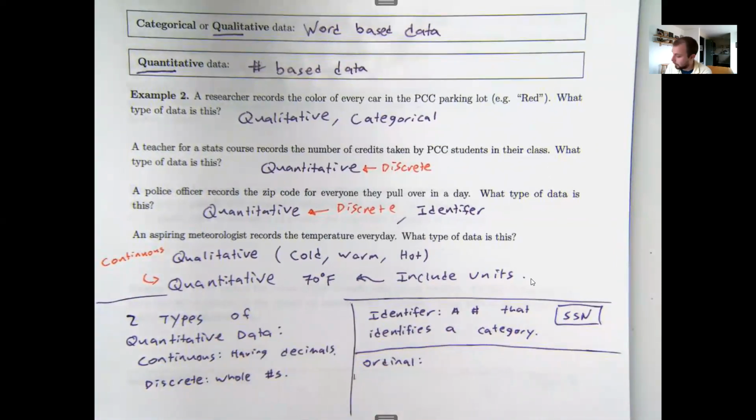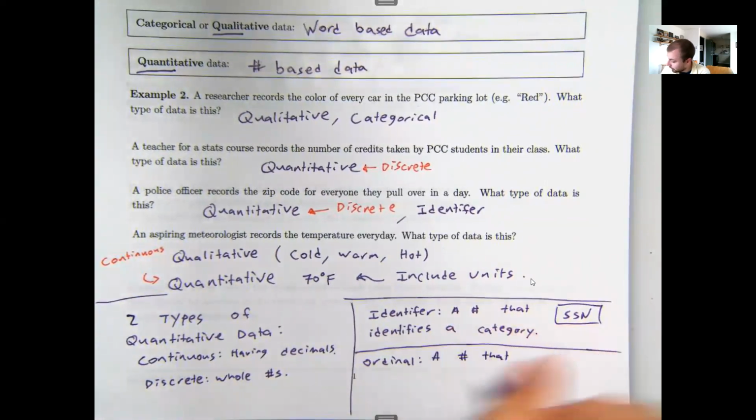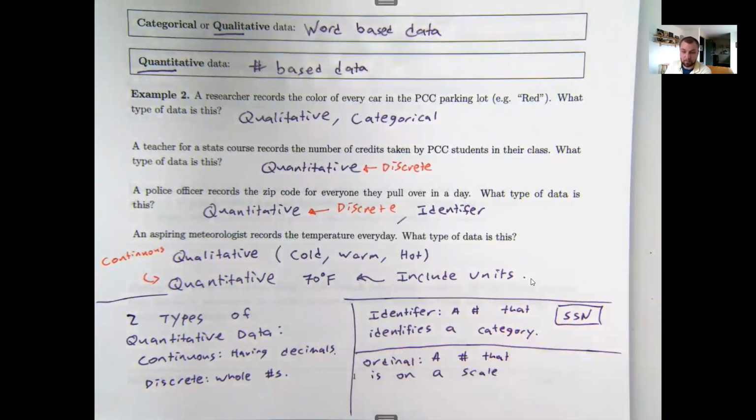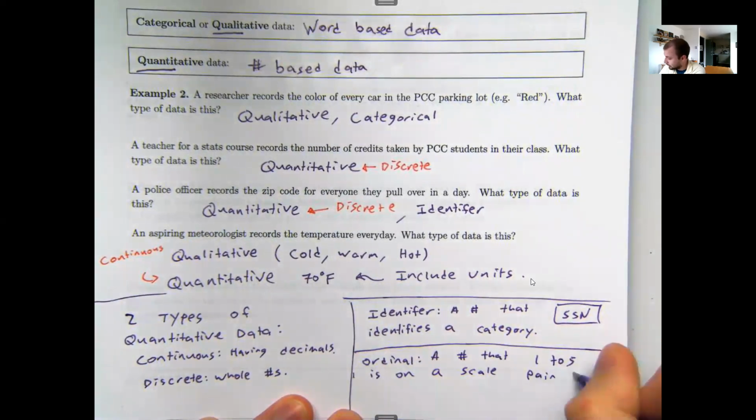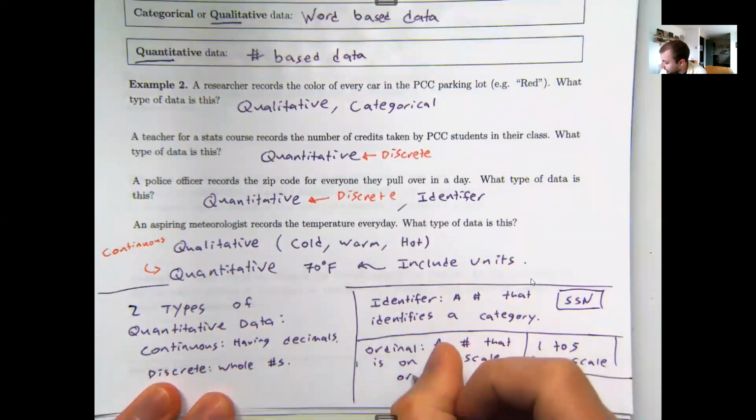Ordinal, this is a number that is on a scale, something like a pain scale of 1 to 5, a Likert scale. So if I say I have a pain of 1, that's recognized as meaning very little pain, whereas if I say I have a pain of 5, that's recognized as having an extreme amount of pain, or 1 to 10, or whatever your system may be. So if you have any sort of number where there's a natural order to it, ordinal, the base there is order.